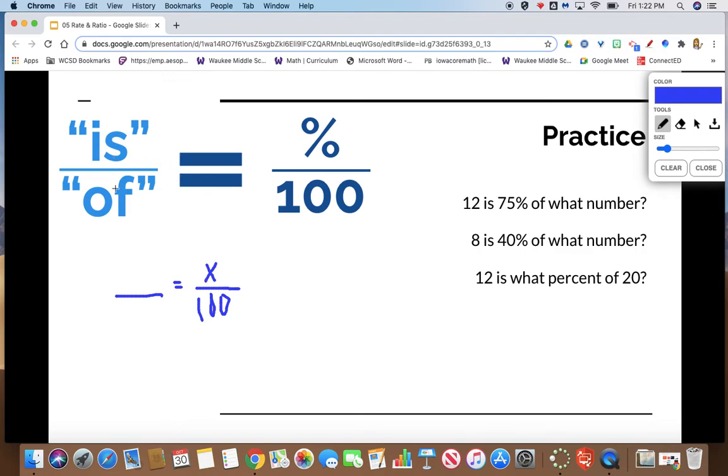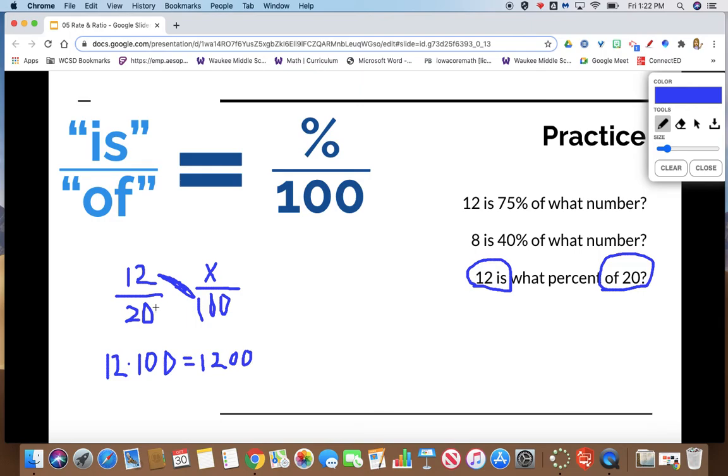Now let's look for our is and our of. We should have both of these pieces since the percent is what we're missing. I see 12, and 12 is connected to the word is, so that's my part. I see the number 20, and 20 is connected to the word of. That's my whole. From here, I look for the diagonal where I have a number on each side. 12 and 100. If I multiply 12 times 100, I get 1,200.